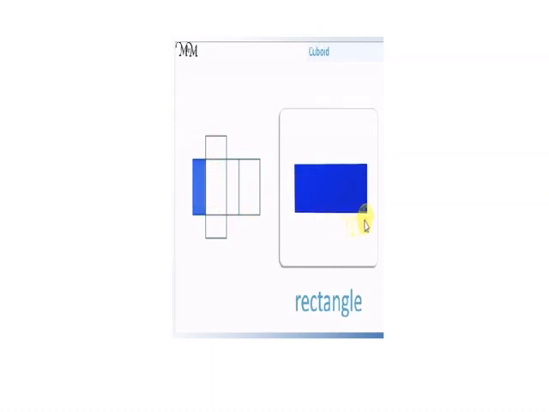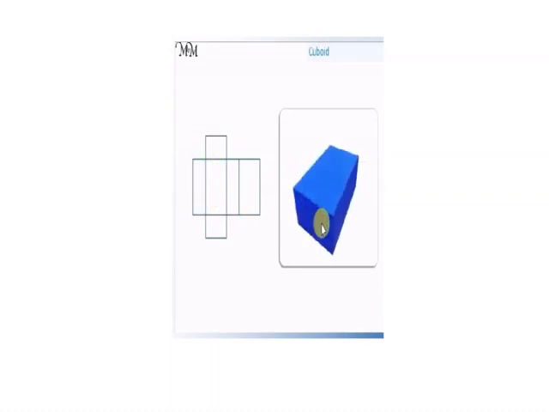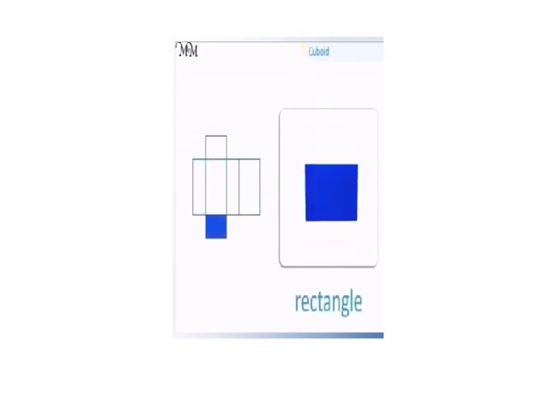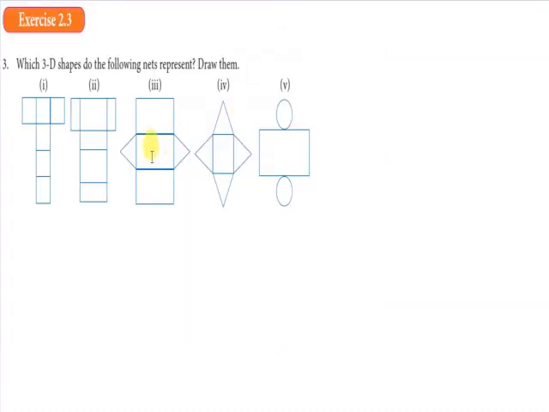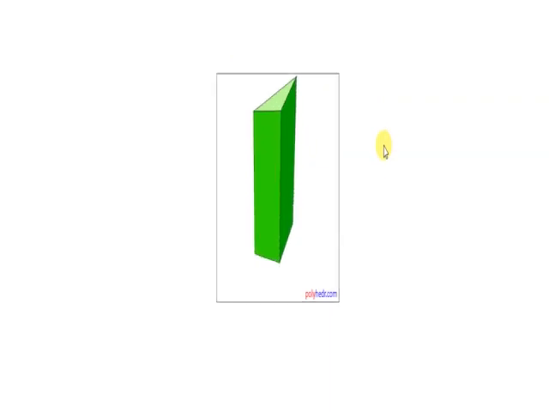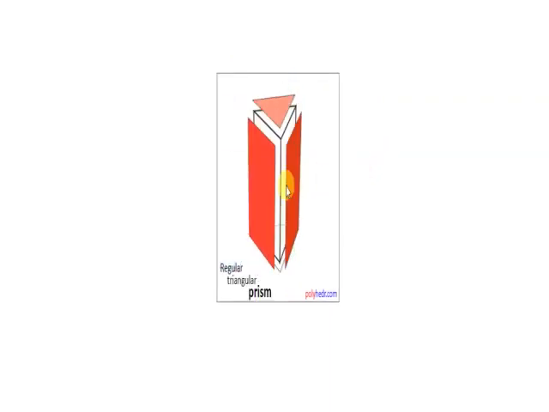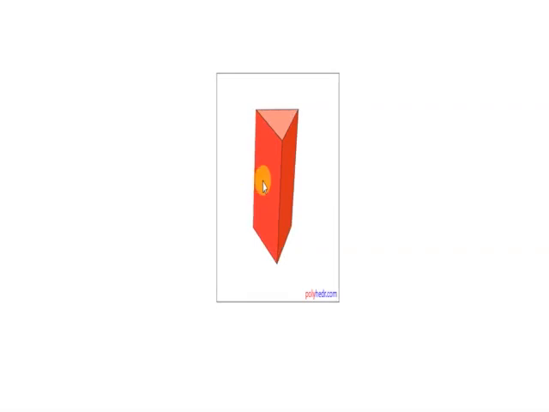Then we go for the next figure. Here we have one triangle and three rectangles. You have to fold like this. What will you get there? You will get a triangular prism, correct? Two triangles and rectangles here, so you will get a triangular prism.